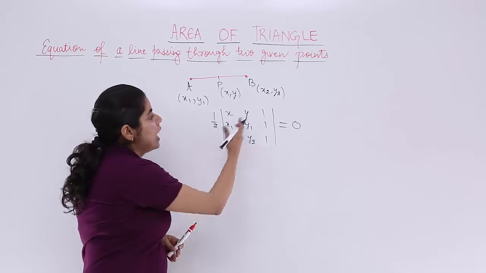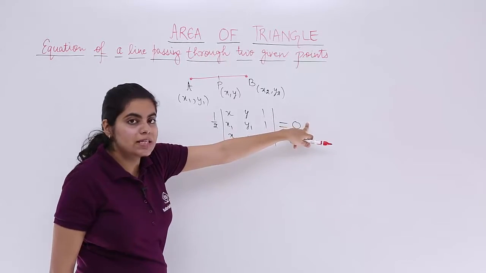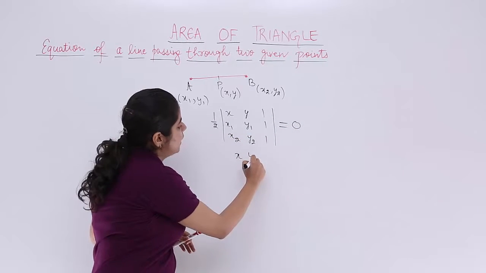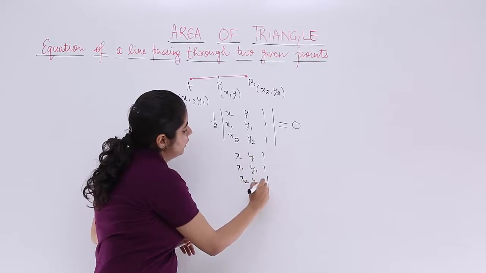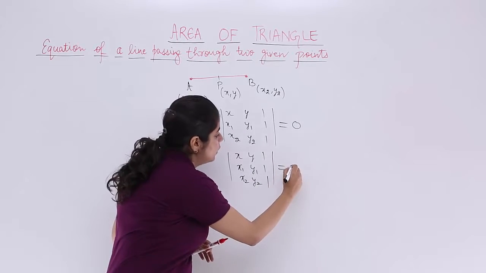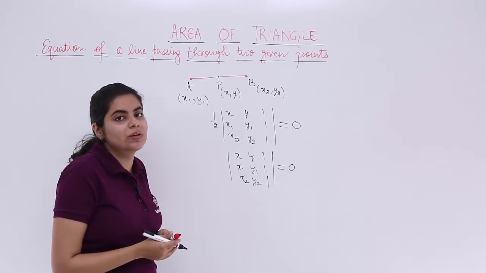And now you know that half will go to the other side, and 2 multiplied by 0 is 0, so this will vanish. So ultimately what I get is the determinant x, y, 1, x1, y1, 1, x2, y2, 1. That is what I am going to get, and that will be equal to again 0. So this is the condition for the equation of a line using two given points.